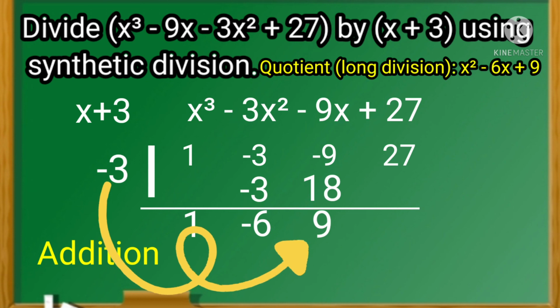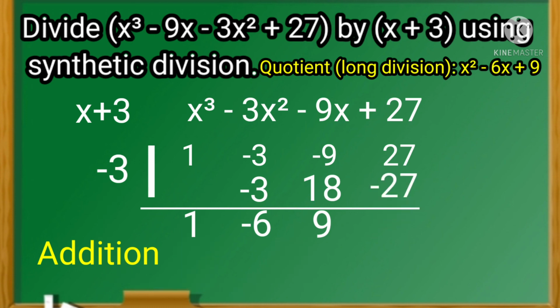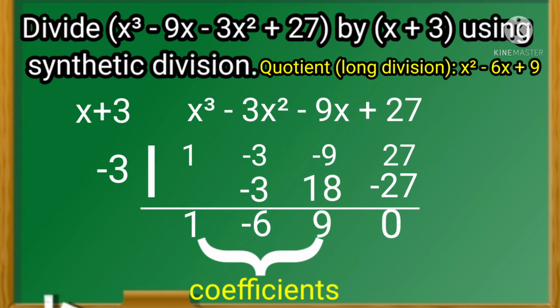So we will multiply negative 3 and positive 9. And we will write the product below the positive 27. The product of negative 3 and 9 is negative 27. Then add these two. But since they are unlike or different signs, we will subtract. 27 minus 27, the answer is 0. So therefore, the quotient of this given polynomial has no remainder. These numbers 1, negative 6, and positive 9 are the coefficients of the quotient, and 0 is our remainder.